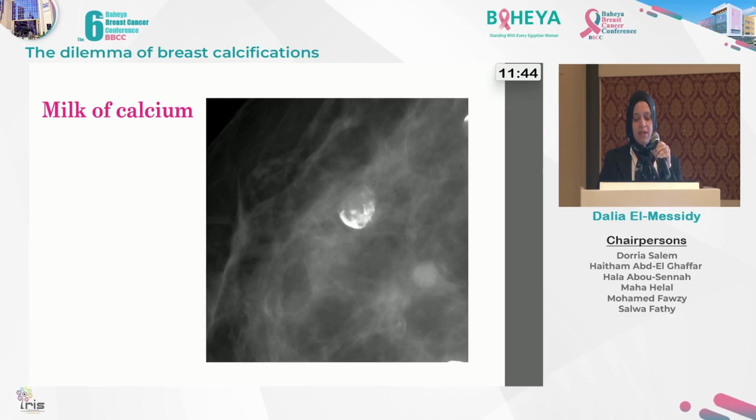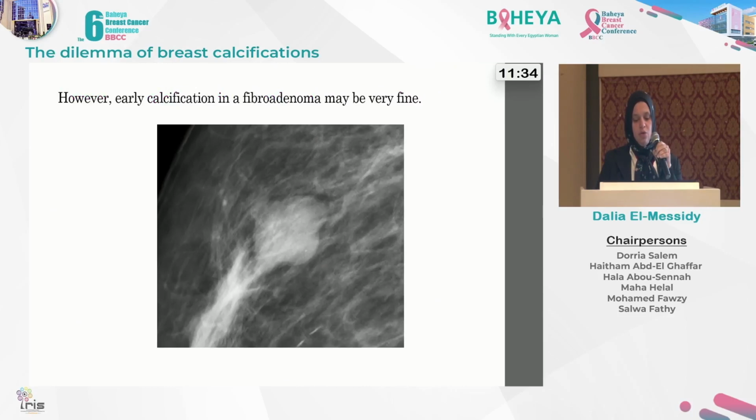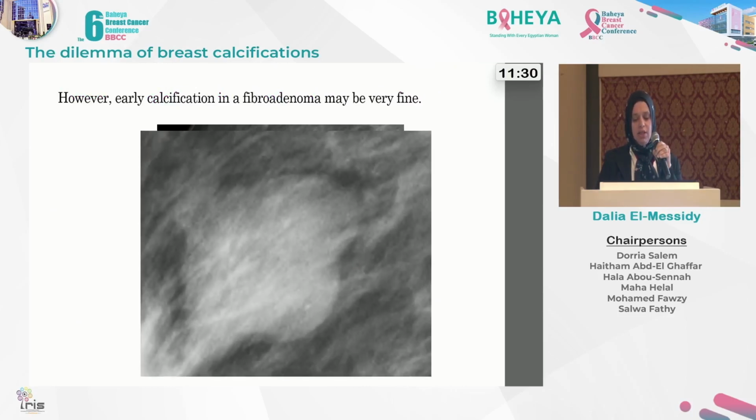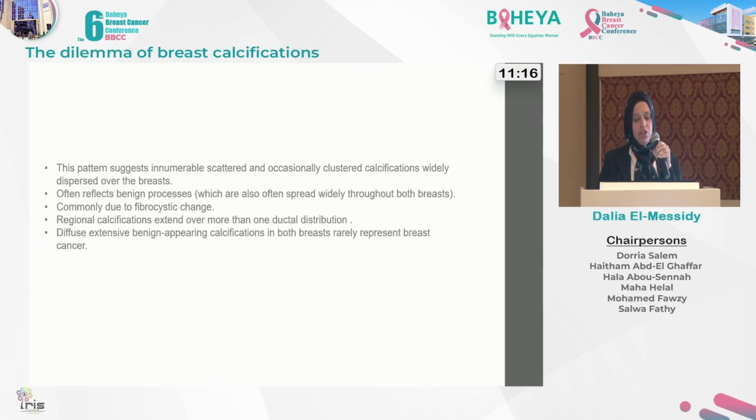The milk of calcium is another type of benign calcification which precipitates in one view and is more dispersed on the other. Popcorn calcification defines involuted adenomas, but it's of note that early on, calcification in an adenoma can be very fine. Regarding the distribution of benign calcification, it has no tendency to favor a ductal or a group distribution. It can be either diffuse or regional.